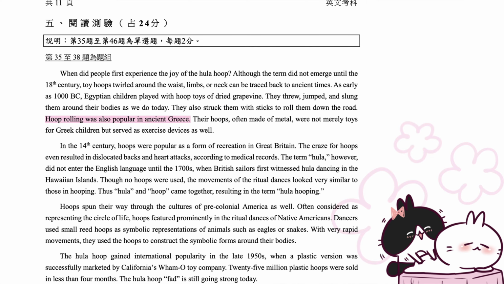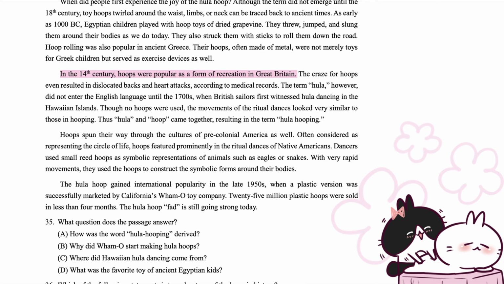Hoop rolling was also popular in ancient Greece. Their hoops, often made of metal, were not merely toys for Greek children but served as exercise devices as well. In the 14th century, hoops were popular as a form of recreation in Great Britain. The craze for hoops even resulted in dislocated backs and heart attacks, according to medical records.